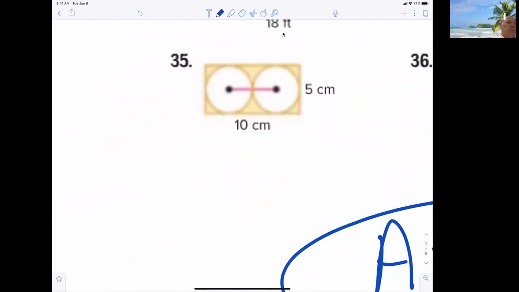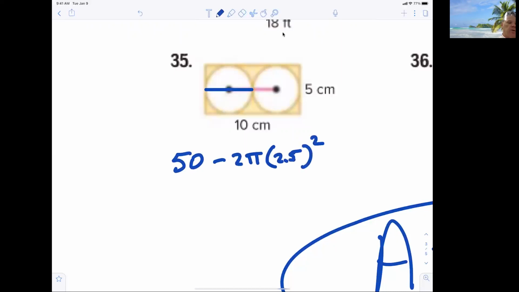The reason it's kind of easy is because it's the area of the rectangle minus 2 circles. Do you agree? And again, I like doing these because these are the ones that are on the SATs and ACTs a lot of times. So what's the area of the rectangle? 50. All right. So how much is it here to here? What would that be? 5. So what's the radius? 2.5. So it's 50 minus 2 pi 2.5 squared.